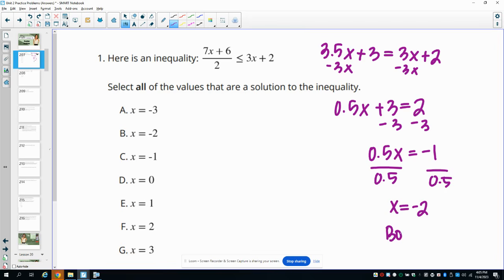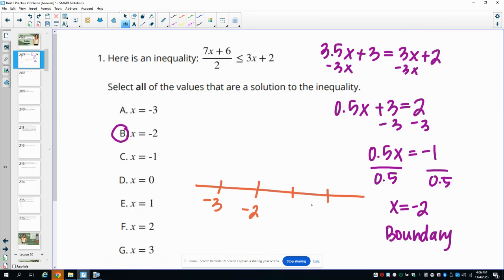So this is called the boundary. So this is where both sides are equal. So we know that this one will be a solution to it. So then what we want to do is plug in a number on one of the sides of negative 2. So if we plugged in negative 3, we would find out if the numbers less than negative 2 are solutions, or if we plugged in a number higher than negative 2, we would find out if the numbers greater than negative 2 are a solution.